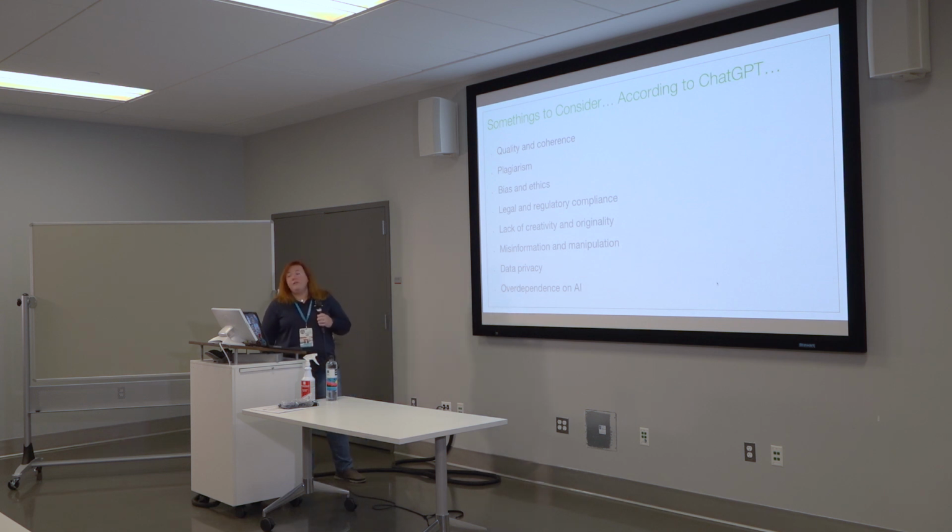So, things to consider when using AI, according to ChatGPT. Actually, it gave me a whole ton of things. I cut it down to the things that I actually thought were relevant. Quality and coherence. Coherence-wise, if we're just talking about text, it's actually pretty coherent text. It just may not be accurate text.